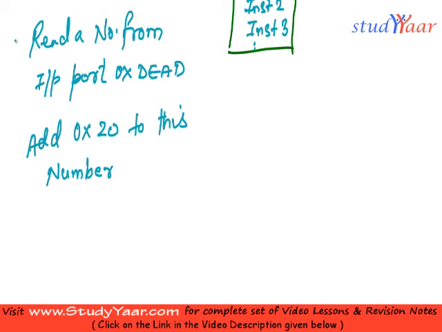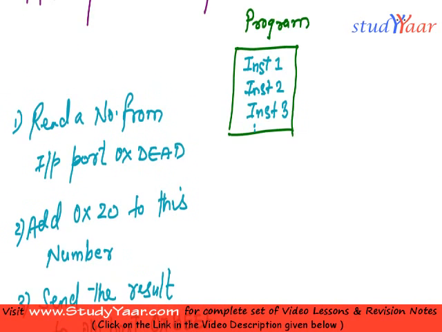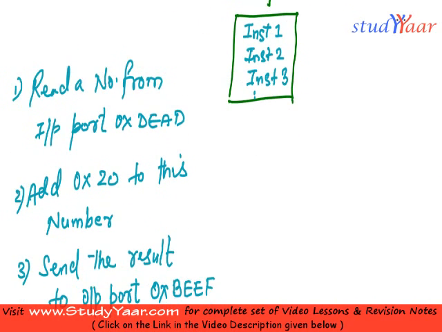Then what I want to do is send the result to an output port, and let's suppose that the output port has the number BEEF, that's a hex number. So we want to do this. So for this, your program would be something like this.